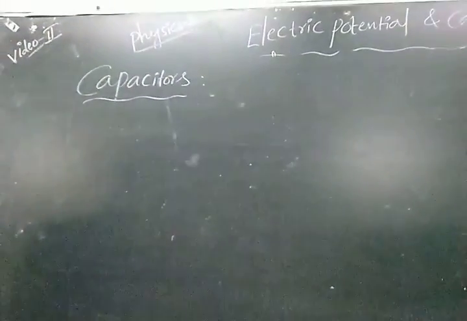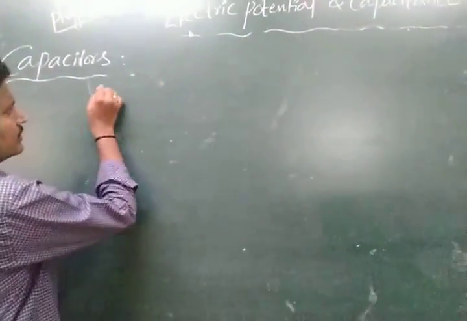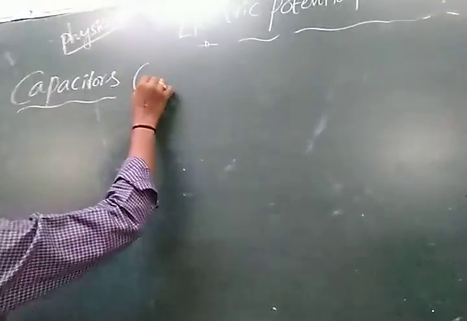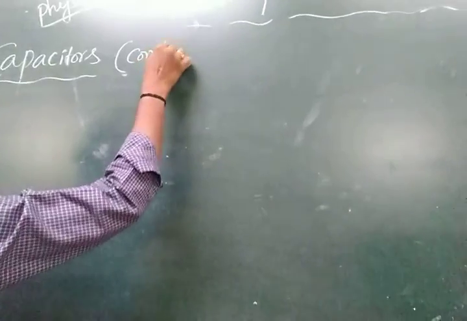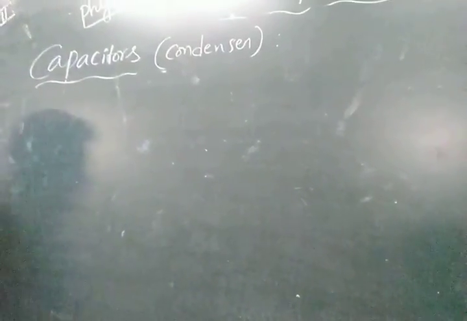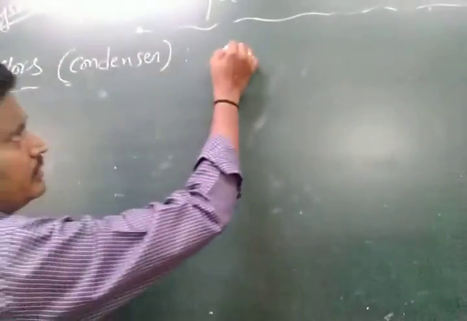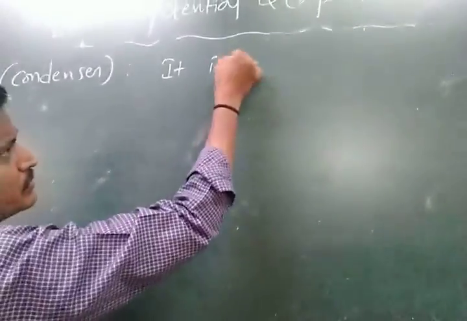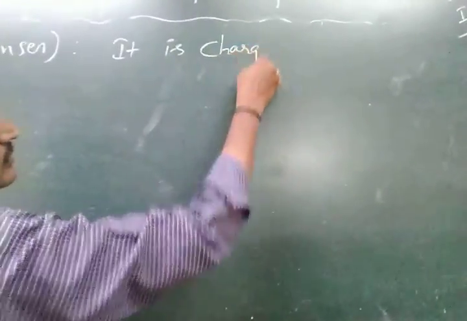Capacitors, another name for it, what is it? Condenser. Another name of this capacitor is called a condenser. So a capacitor is nothing but a charge storage device, right? This charge storage device.